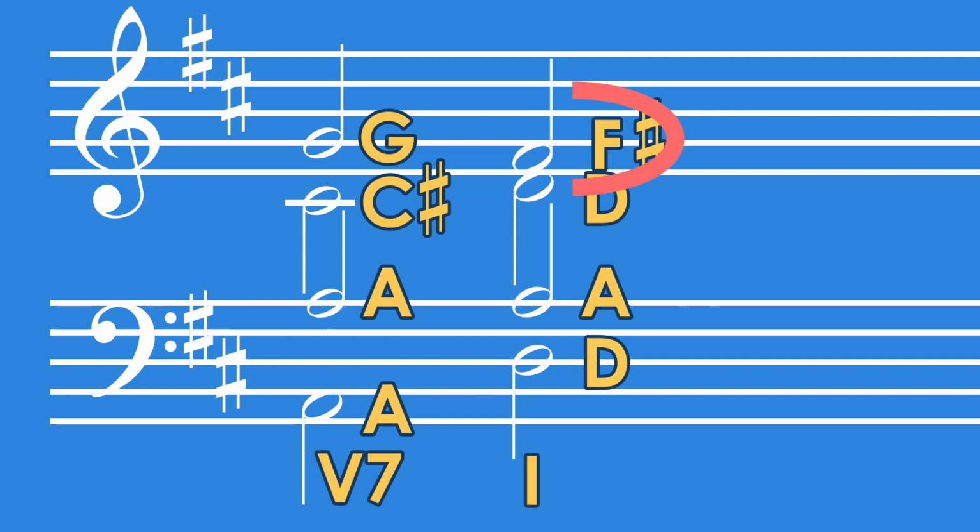The last thing to look at is the highest note of the final chord. In this case, it's an F sharp. What is an F sharp in a D major chord? If we look down here, we can see that the F sharp is the 3rd of the chord. In this case, this note is what makes this cadence an imperfect authentic cadence.